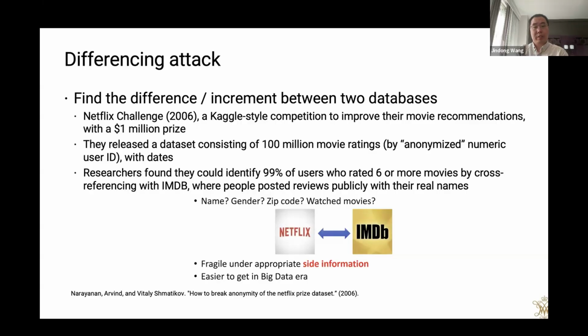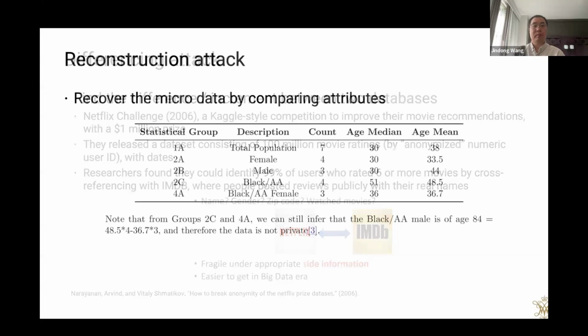Okay, so they released a data set consisting of 100 million movie ratings, by anonymized numerical user ID with dates. Researchers turned out they could identify 99% of users who rated six or more movies by cross-referencing with IMDb, where people post reviews publicly with their real names. So it's basically a linkage attack. They compare the Netflix database and the IMDb database, and they immediately know who you are, who rated six or more movies. Okay, so that's the difference in attack.